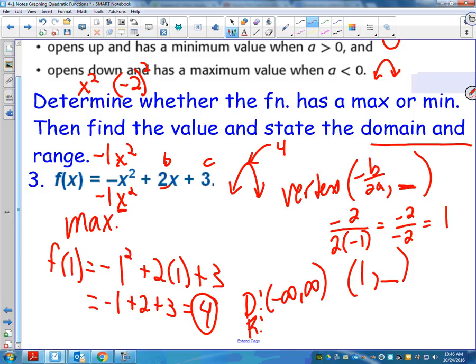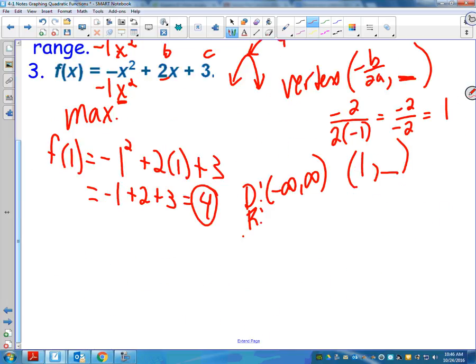So my question is, when we write this in the range, is the first number going to be 4 or is the last number going to be 4? Because it's a high point, that means this is going to be 4 and it's going to go down forever. So that's going to be -infinity up to 4. If it opens up like the one we just graphed, then the minimum is the first number and it goes up to infinity. So your range will either go down to -infinity or go up to +infinity.